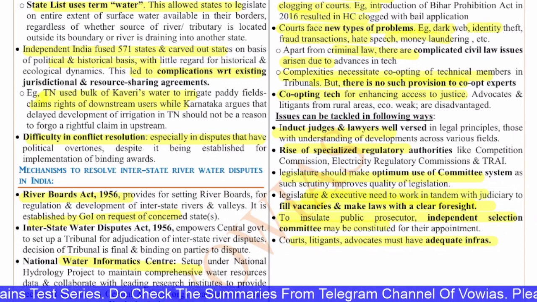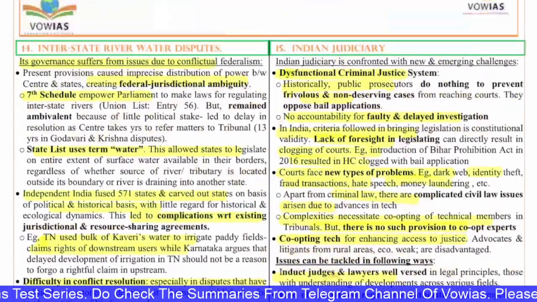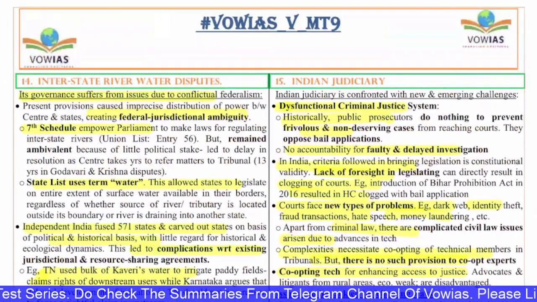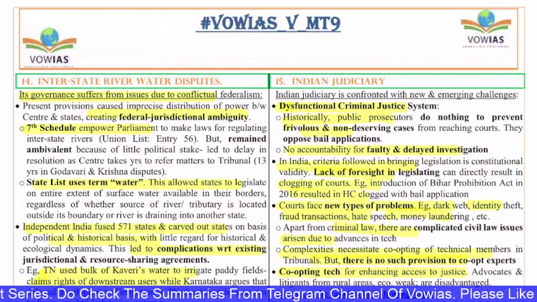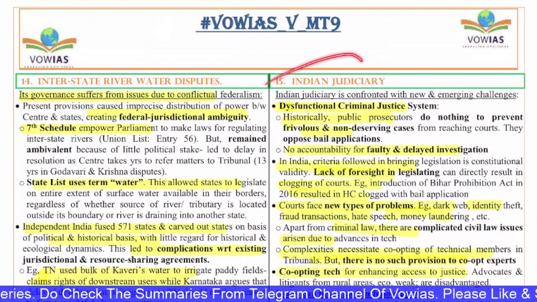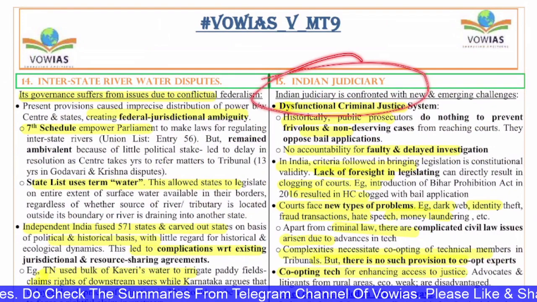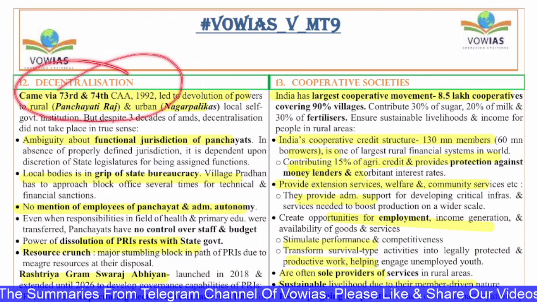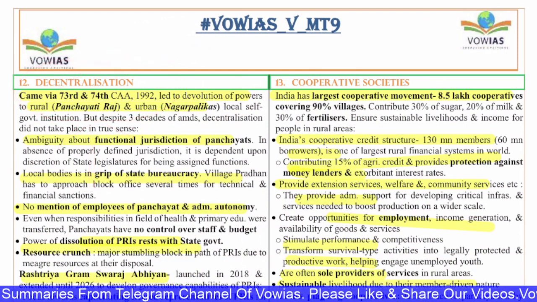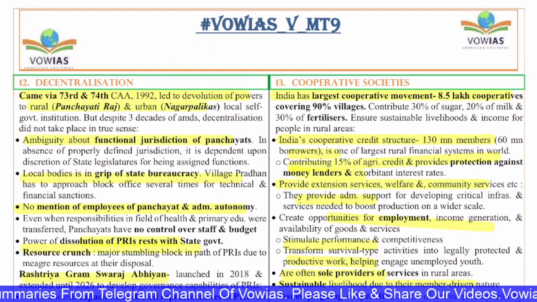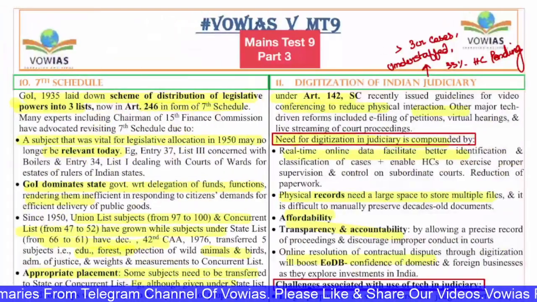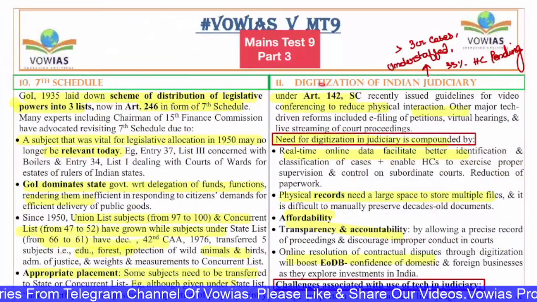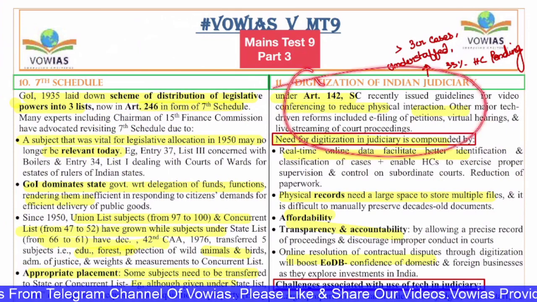So these are the various issues for today. Today we have discussed the Indian judiciary, the interstate river water disputes, and we have discussed cooperatives. We have discussed decentralization, the 73rd and 74th Amendment Acts, and also we have discussed the digitization of the Indian judiciary. That was the first thing that we discussed, right? So these are the questions for today.